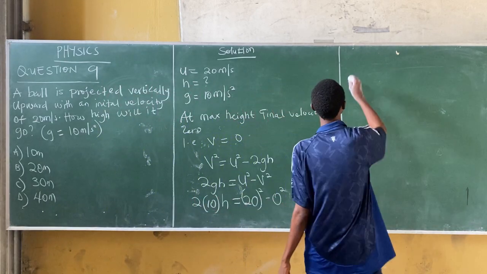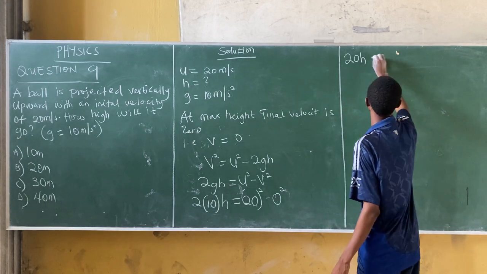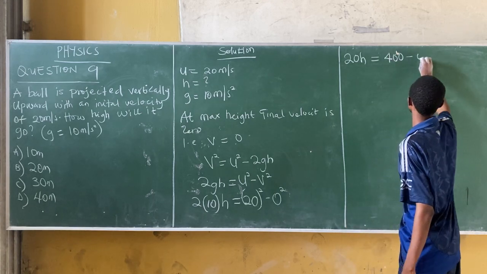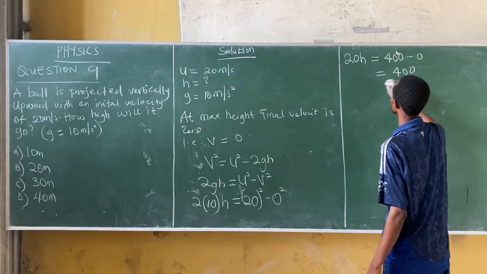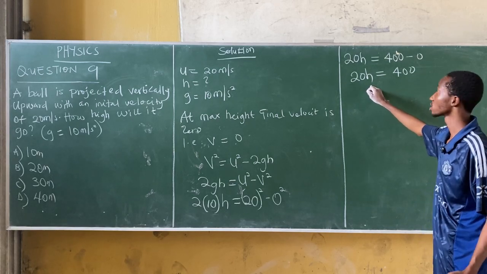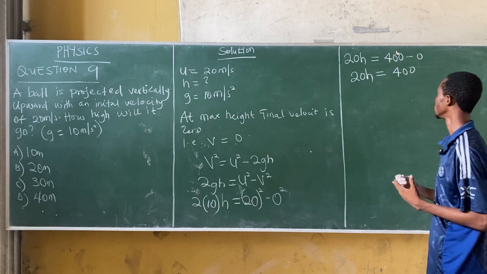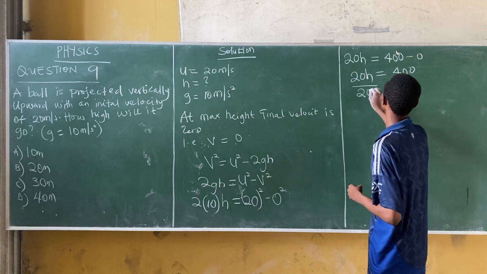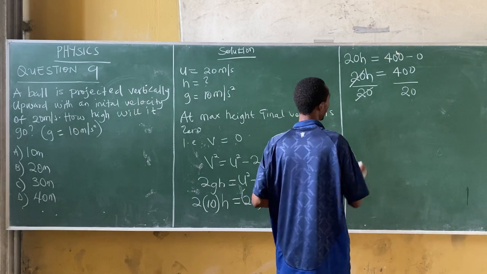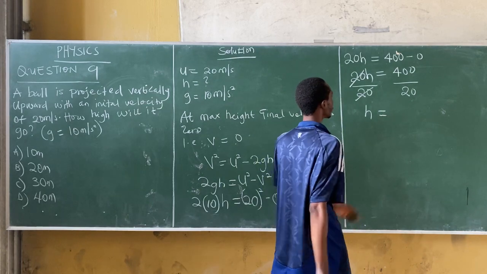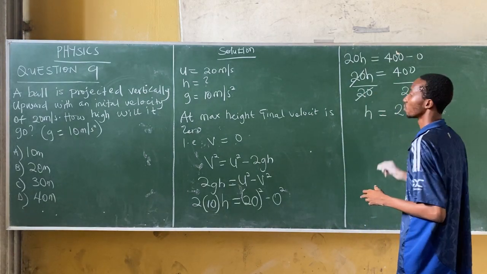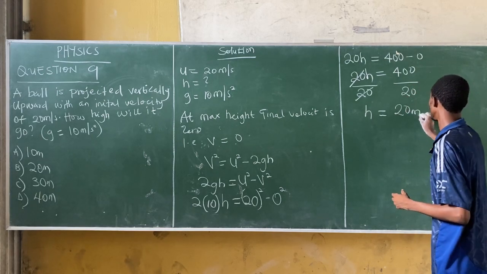2 times 10 will give you 20h is equal to 20 squared, which gives 400, minus 0. 400 minus 0 is 400. Now let's find height, which is h. For us to find h, we divide both sides by the coefficient of h, which is 20. 20 divided by 20 cancels out. We have h is equal to 400 divided by 20, which is 20. Don't forget, height is measured in meters. So we have 20 meters.